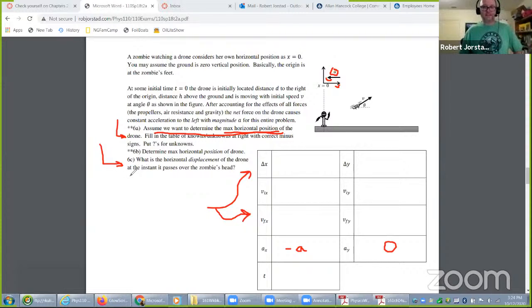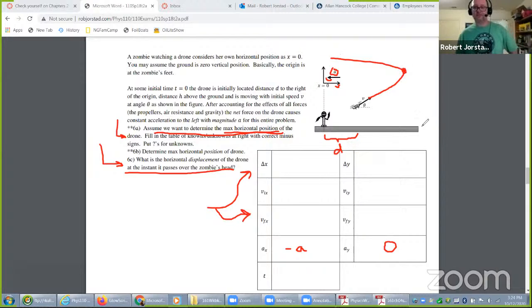Esteban, in part C, the horizontal displacement relates to D. So in this problem, D is the initial distance here, but that's not where it's going to turn around, right? It's going to be right over here at some random spot. Oh, okay, I see. Is that cool? Yeah. So the trick was you're supposed to know that's unknown. And then do we know what delta Y is?